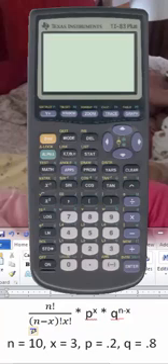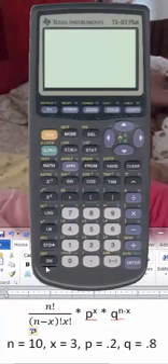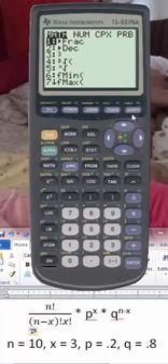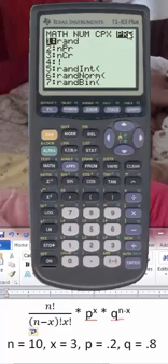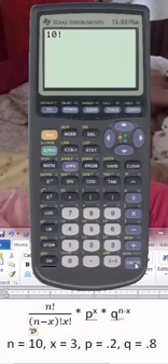Here's how we can make it work on the calculator. I'm using a TI-83, so this is how we're going to do it. So the first part of it, we've got 10. We'll go math over to PRB probability and go down to factorial. So 10 factorial divided by n minus x, which is 10 minus 3, or 7.